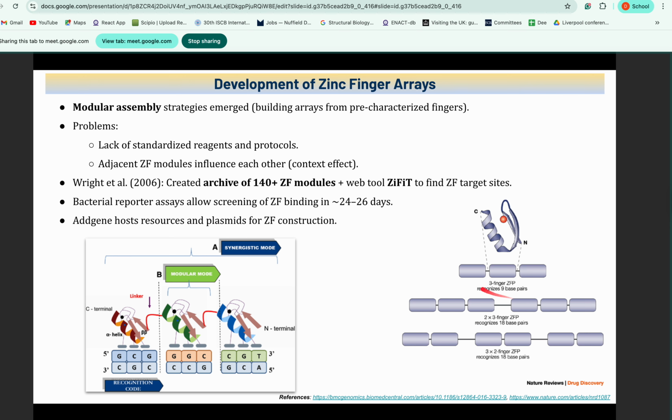Yeah, and this is how it is shown: this is a three zinc finger protein which recognizes nine base pairs. Now, in this case, we have joined two different units of three-finger ZFP. So in this case, we now have six zinc fingers. Similarly, we can also join groups of two zinc fingers. So there are three separate units of two zinc fingers. So there are a total of six zinc fingers present here, which recognize 18 base pairs. So depending on our need, we can design these arrays of zinc fingers. So this is modular assembly. I'm joining them one after the other.